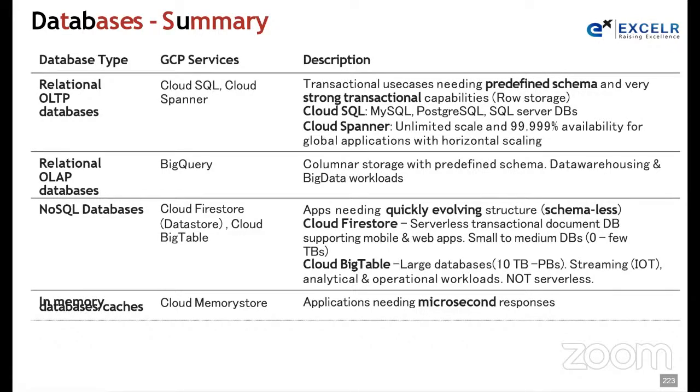If you are looking for a NoSQL database, then you should go for Cloud Firestore and Cloud Bigtable. Cloud Bigtable is going to help you for large databases, in excess of 10 terabytes and petabytes. If you need a small to medium database, then you should go for Cloud Firestore. And for any in-memory database, you should go for Cloud Memorystore.